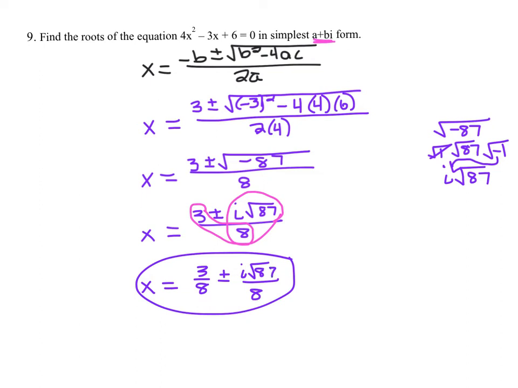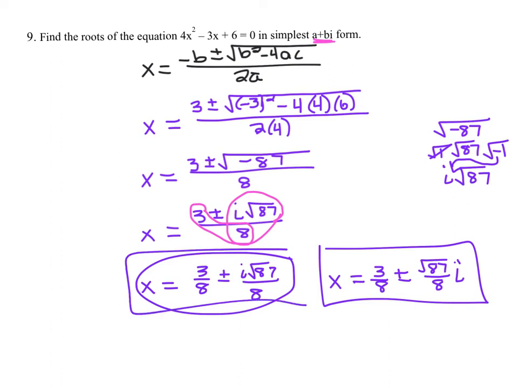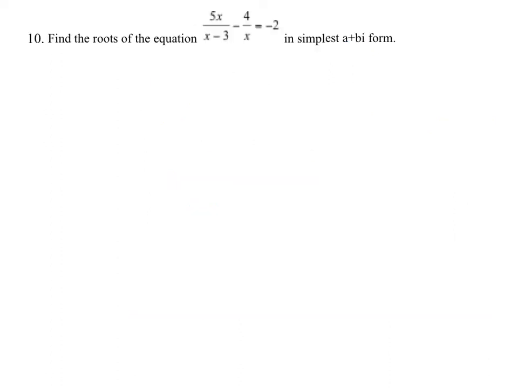Okay, or if you prefer, you can write 3/8 plus and minus radical 87 over 8 and pull the i to the outside of the fraction. Okay, so either one of these two is fine. In number 10, it's similar to number 9. We also have to write our answer in simplest a plus bi form.